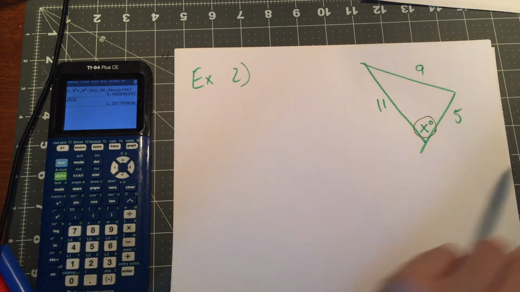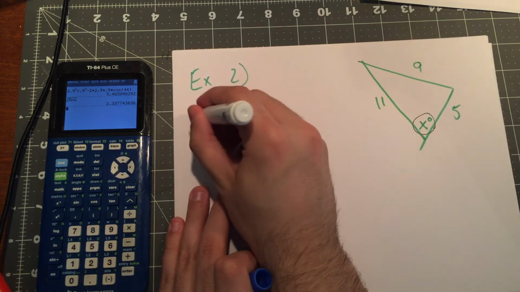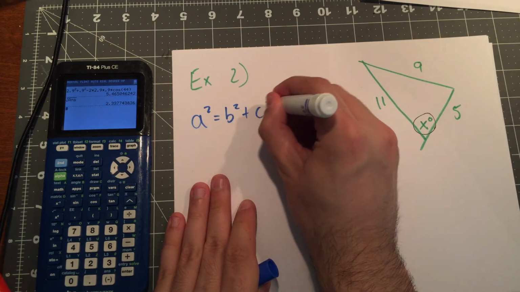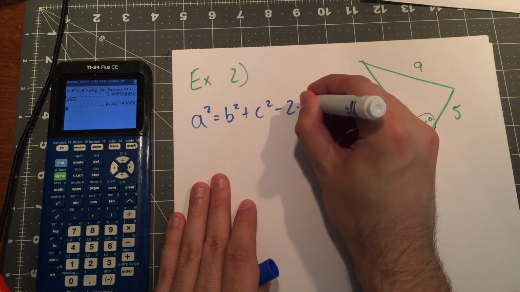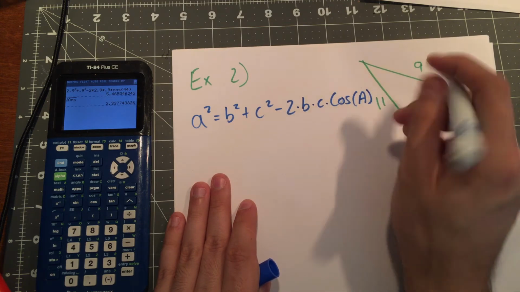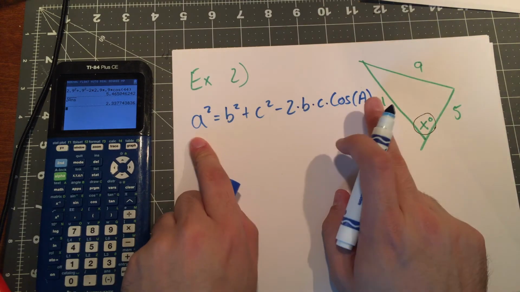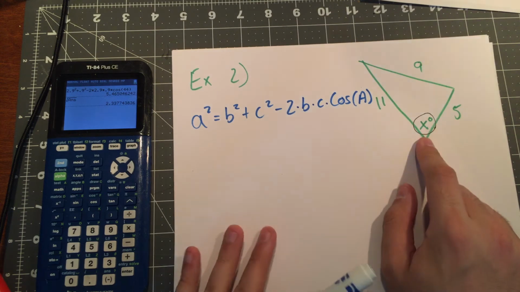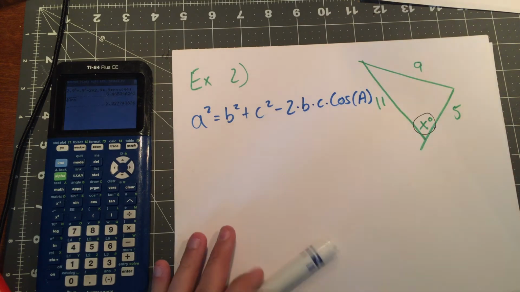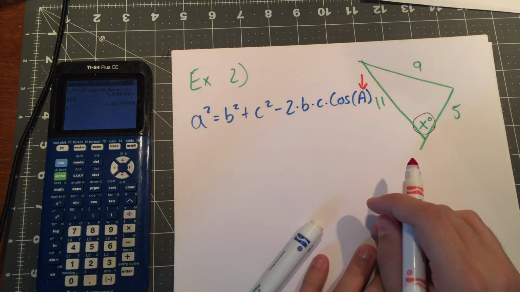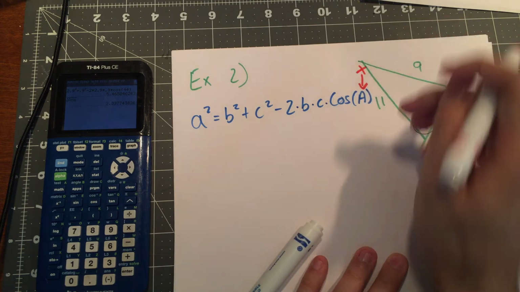Let me write out our formula again. That way we have it. Law of cosines is a squared equals b squared plus c squared minus 2 times b times c times cosine of A. Notice these are different a's. Capital A is an angle, lowercase is a side. I don't have my angle. So my missing piece is going to go right there. That's my missing piece. That's my x.